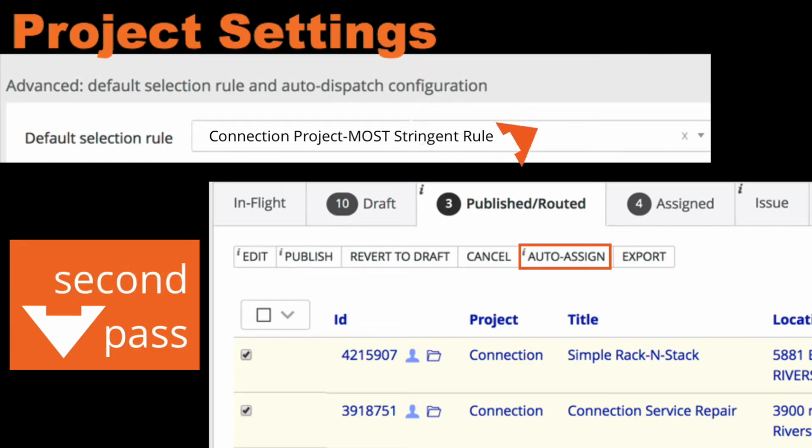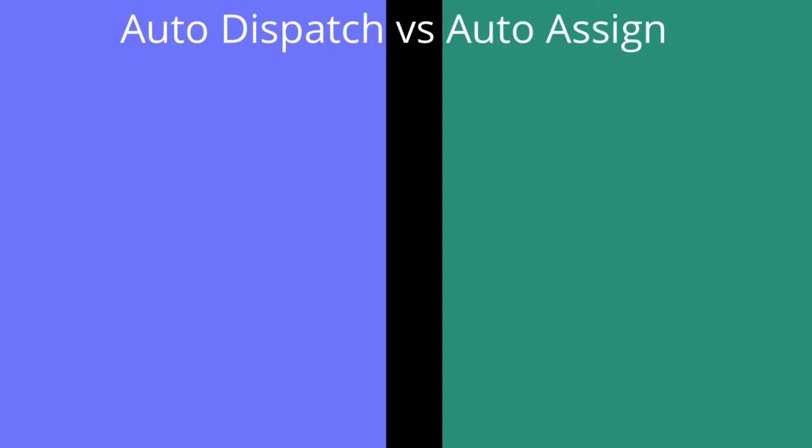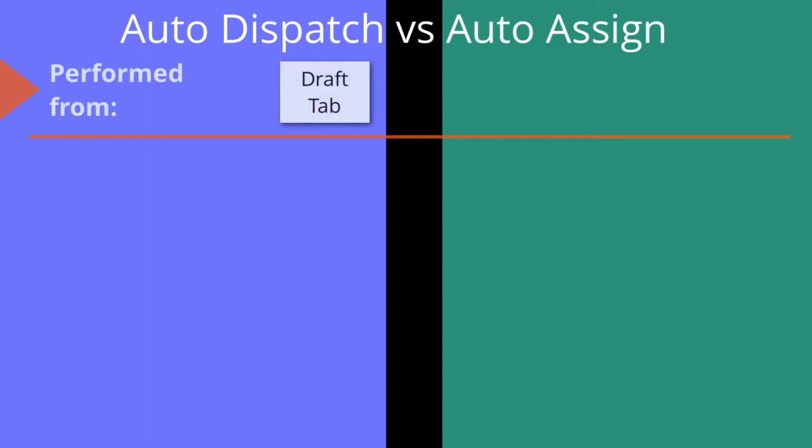They will then update their default selection rule on the project settings with the next toughest selection rule and run auto-assign again. This pass would assign those requesting providers that meet their reduced requirements but are still qualified to perform the work based on their rule. Let's look at some of the primary differences between auto-dispatching and auto-assigning work orders.